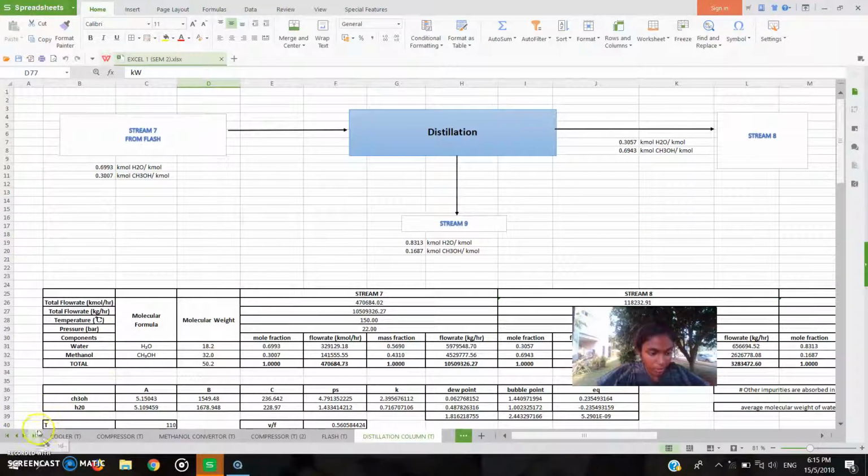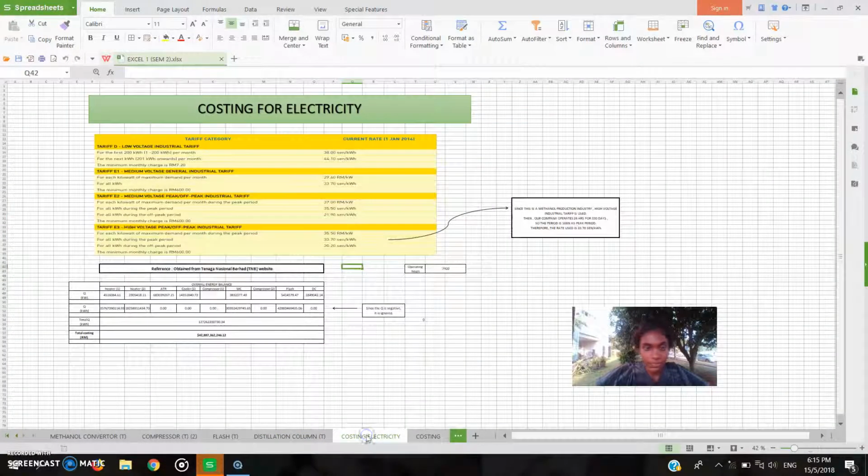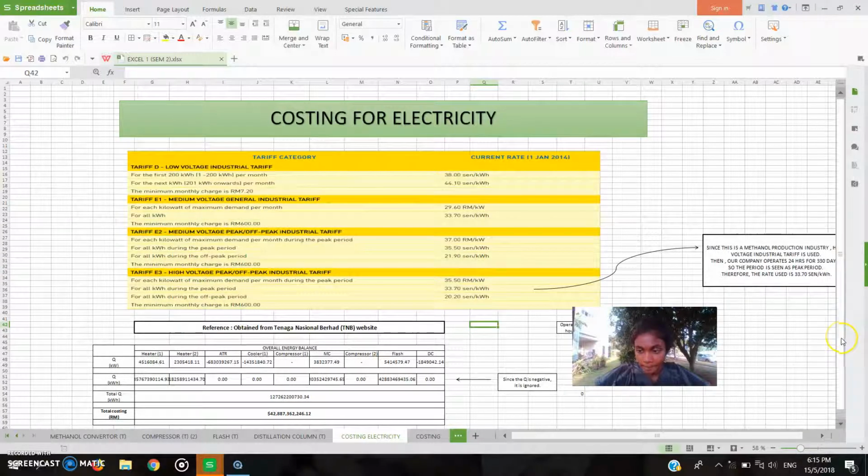So that is all for the whole reacting process. Now I would like to go to the costing. This one is the costing for electricity. Based on the references, this table is from the TNB website, Tenaga Nasional Berhad. For the industrial tariff we have four, but we have to take the high voltage tariff because we are doing methanol production.